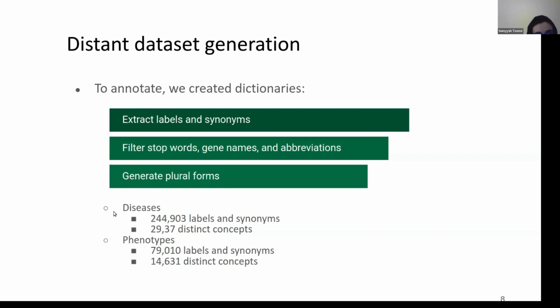And just quick dataset statistics. For diseases, we have around 244,000 labels and synonyms, which correspond to, there's a typo here, 29,000 distinct concepts. And with phenotypes, around 79,000 labels and synonyms, which correspond to almost 14,000 distinct concepts.